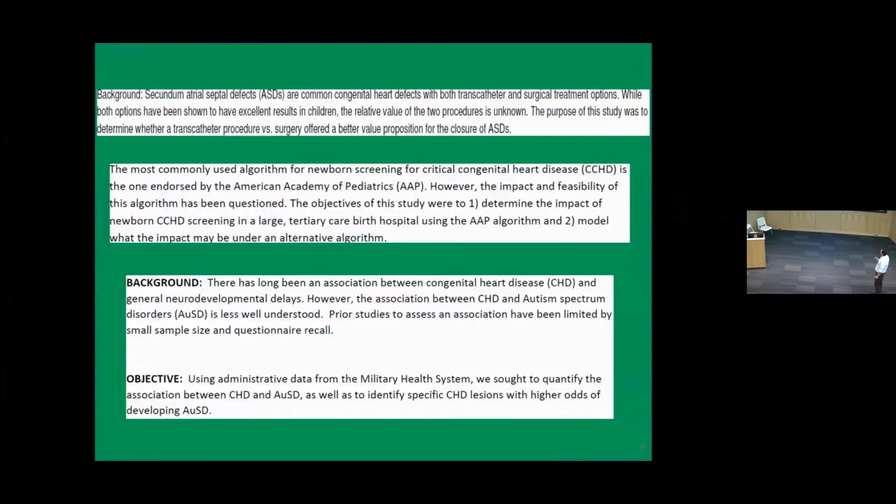So the ASD ones, secundum atrial septal defects are most common, with transcatheter and surgical options. There's the big overview. Both options have excellent results. The value of the two procedures is unknown. Okay, there's kind of our gap. The purpose of this study was to determine what offers better value. All right, that's all you need for a background or intro. And you can get good points there.